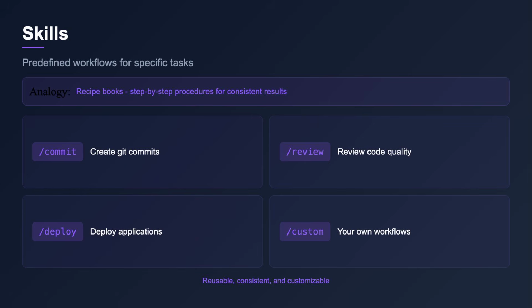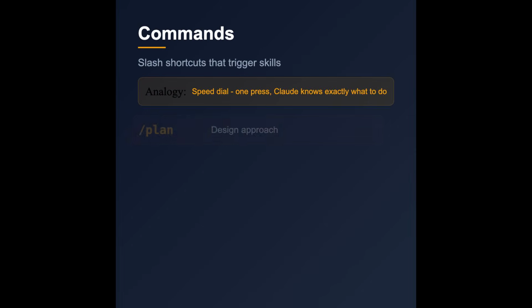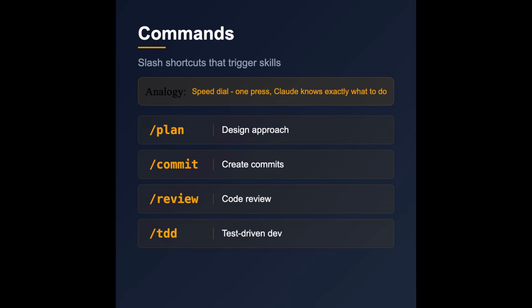You can even create custom skills for your specific workflow, like a skill for your company's deployment process or your team's testing standards. Commands are the shortcuts. When you type a slash followed by a word like /commit or /review, you're invoking a command. Think of commands like speed dial on your phone. Instead of explaining what you want every time, you press one button and Claude knows exactly what to do.